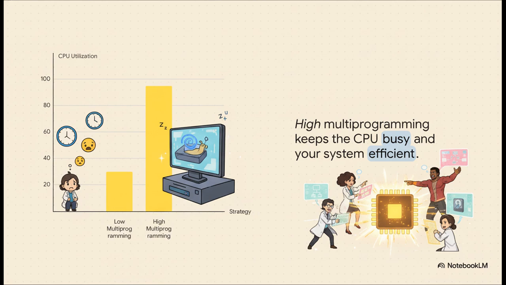If you've only got one or two things in that memory queue, that's low multiprogramming. The CPU is going to end up waiting a lot. But with a high degree of multiprogramming, the second one task has to wait for that slow hard drive, the CPU just instantly pivots to the next job in line. This keeps it busy, and it's what makes your computer feel so snappy and responsive.